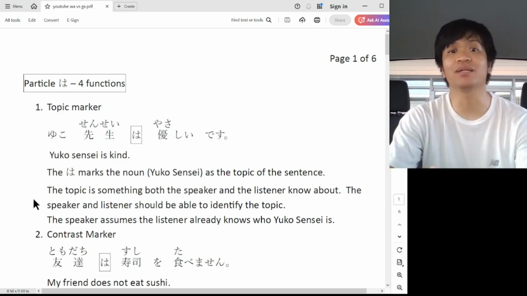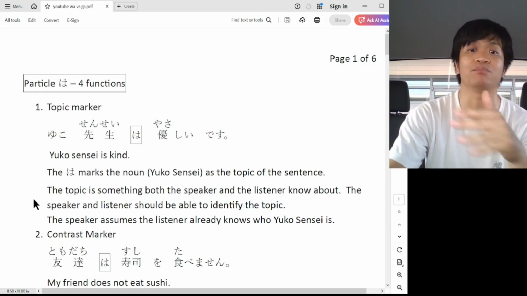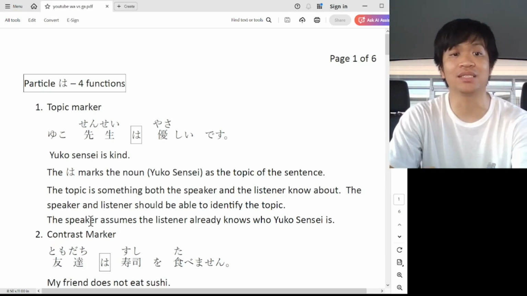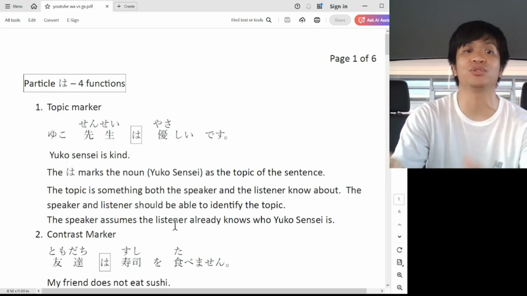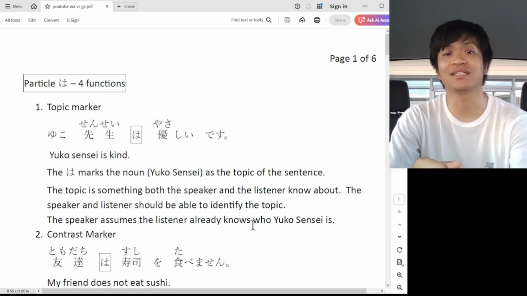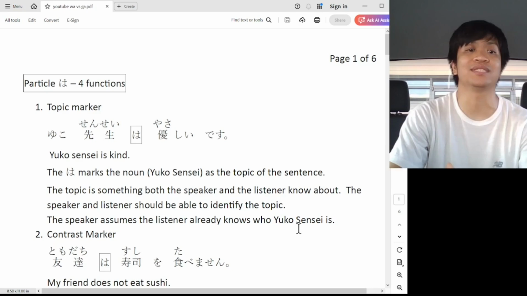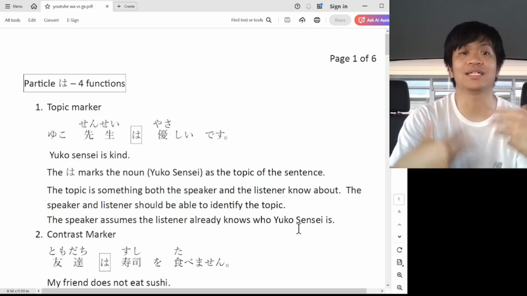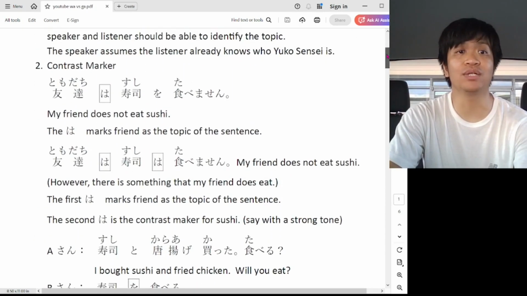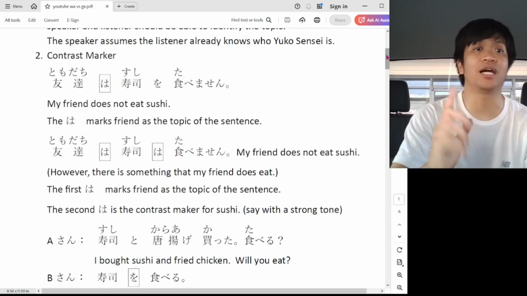So the topic is something both the speaker and the listener know about. That's very important. Both people know about it. And the speaker and the listener should be able to identify the topic. The speaker assumes that the listener already knows who Yuko sensei is. So that's what a topic is, and that's why wa is used here. That's function one. Function two of wa is the contrast marker.